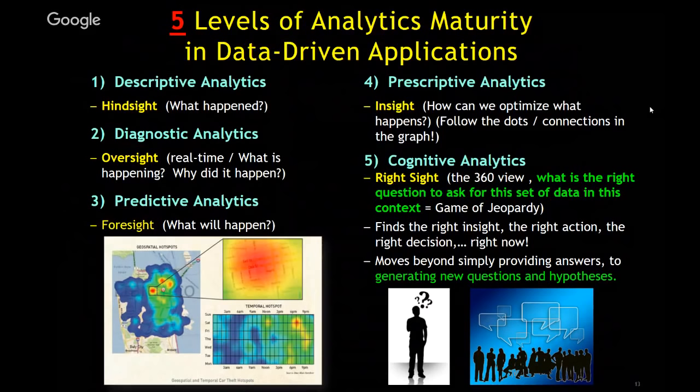What is the right question, right insight, right action, right decision at the right time with the right customer in the right context right now? So it's really just the opposite of descriptive, because in descriptive, we already have the questions in mind and we try to answer them. That's traditional reporting. Whereas in cognitive, we say, well, what are the questions I should be asking when I look at my data?